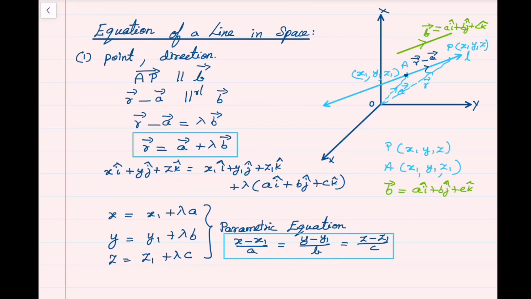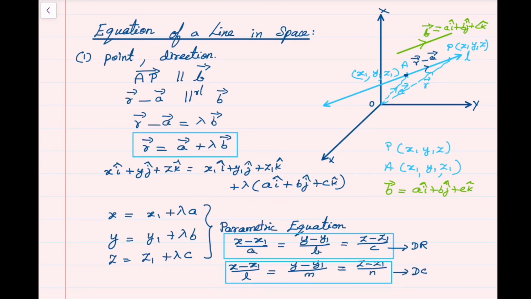The denominators are the direction ratios of the line, or of a parallel vector, we can say. Therefore, in place of direction ratios, we may use direction cosines too. The equation can be written as (x minus x1) divided by L equals (y minus y1) divided by M equals (z minus z1) divided by N, where L, M, N are direction cosines. These are the vector and the Cartesian equations of a straight line when you know one point on the line and the direction of the line.